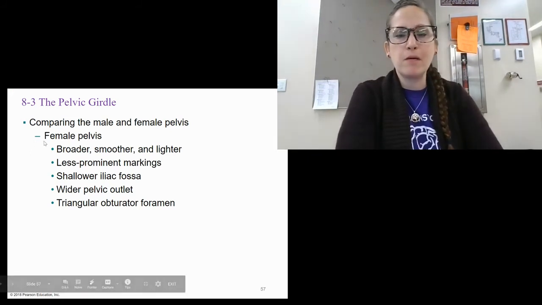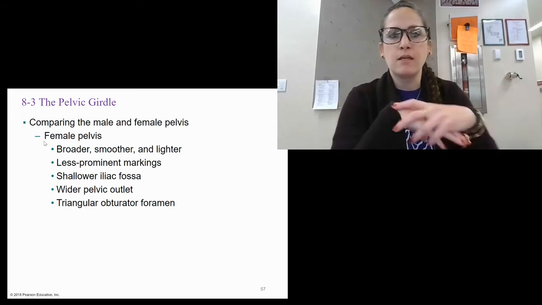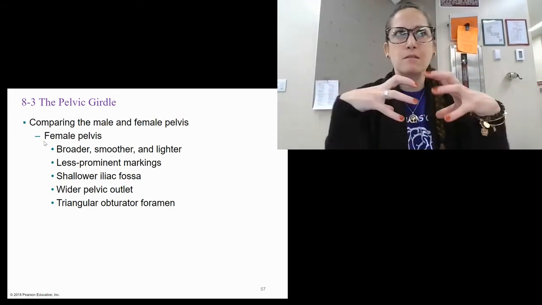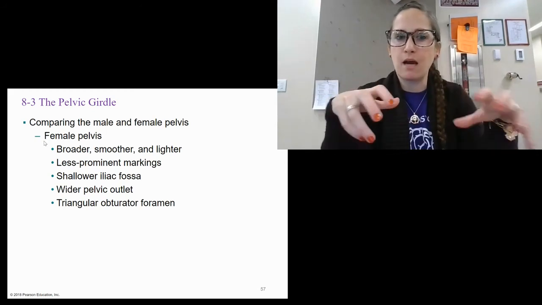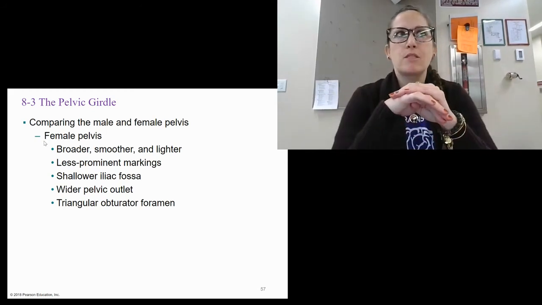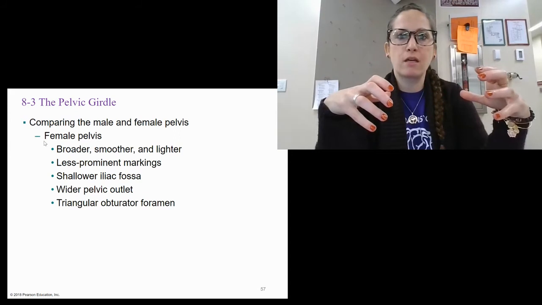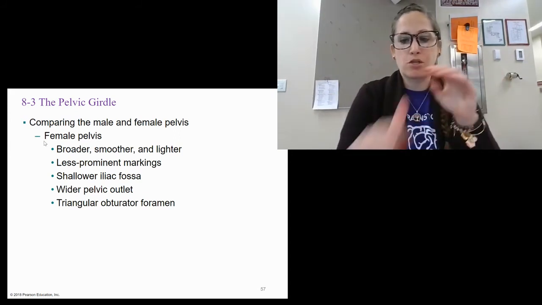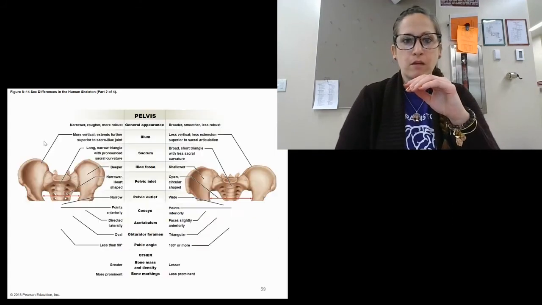So just make sure that you do take some time in the text to look at these differences. In a female pelvis, as you would probably imagine, it's going to be much broader. It's going to have less prominent markings, so it's going to be smoothed out. It's going to have a shallow pelvic base, but its pelvic outlet is going to be much, much wider, okay?